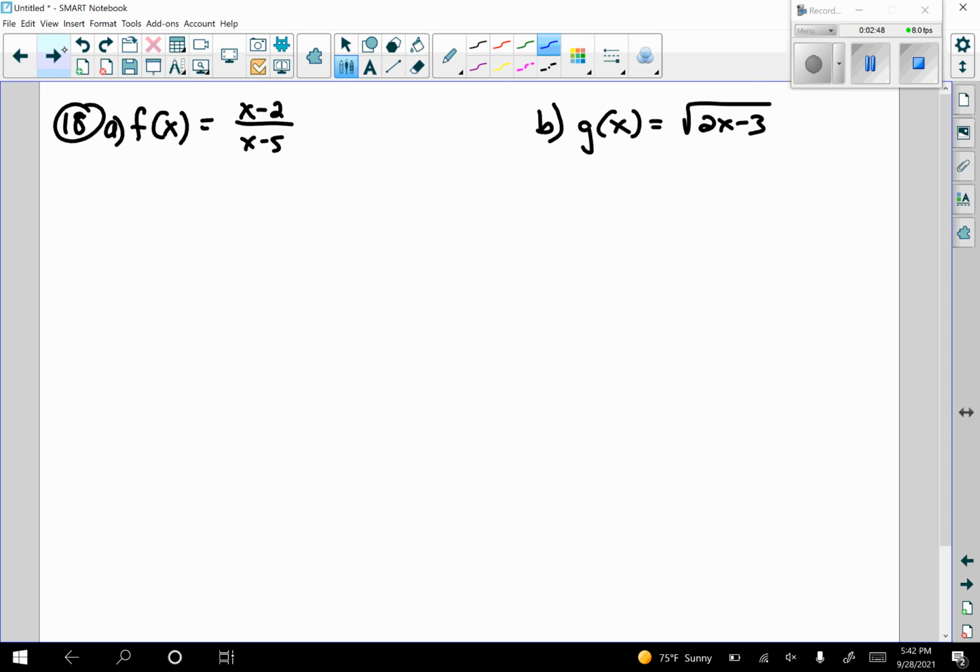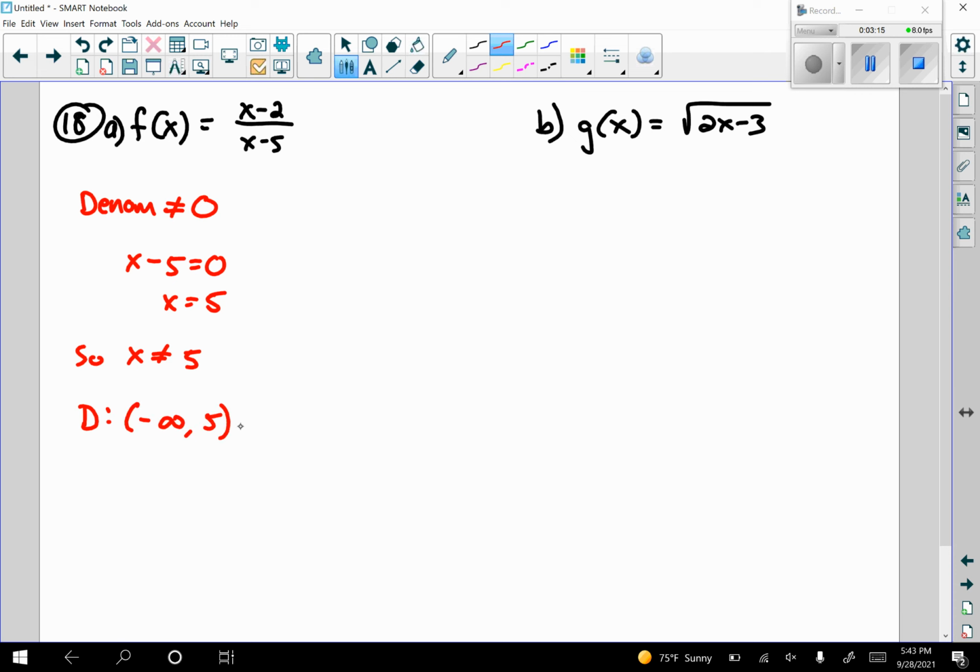All right, for question 18, we are asked to find the domain. So whenever we have a fraction, the denominator cannot equal 0. So what do we do? We set it equal to 0 and figure out what would cause it to be 0, and that's when x is 5. So in other words, this means x cannot equal 5. Therefore, the domain is all numbers except this. So we could say negative infinity to 5, but we can't include it, and then we pick back up, we join it with 5 to infinity.